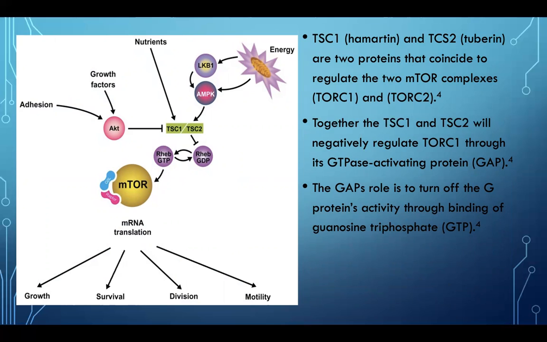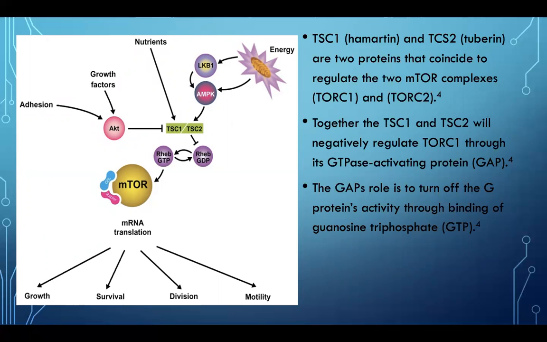Together, the TSC1 and TSC2 will actually negatively regulate TORC1 through its GTPase activating protein, GAP. GAPs are a group of regulatory proteins that primarily bind to activated G proteins to stimulate the GTPase activity. GTPases function as molecular switches in regulating fundamental cellular processes. Specifically here, we're looking at cellular growth and cellular division.